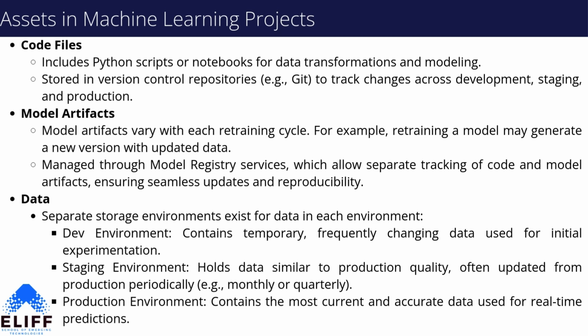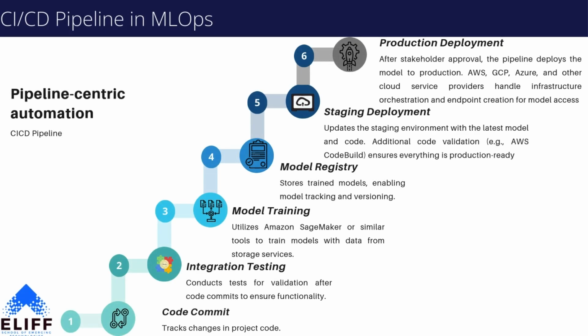Regarding storage environments for data, we separate dev, stage, and production storage as well. The development storage often has temporary data that changes frequently. In staging, data quality is closer to production, with regular refreshes from the production environment, usually monthly or quarterly, depending on project requirements. And in production, data is kept up to date and reliable, serving as the foundation for real-time predictions.